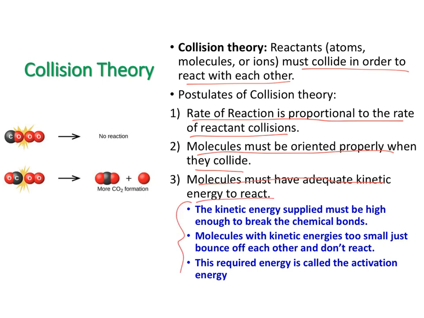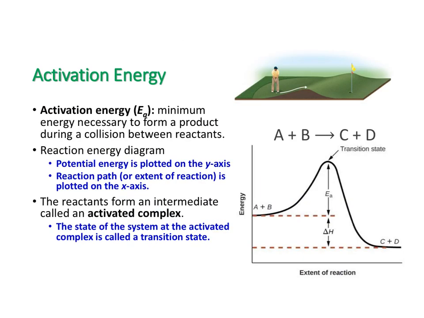So this kinetic energy is what fuels breaking the chemical bonds. And molecules with kinetic energy that is too small will just bounce off each other, but they won't have enough energy to actually break the bonds and react and then form more bonds. So this energy that's required for the reaction to happen is called the activation energy. So the activation energy is the minimum energy necessary in order for the product to be formed.